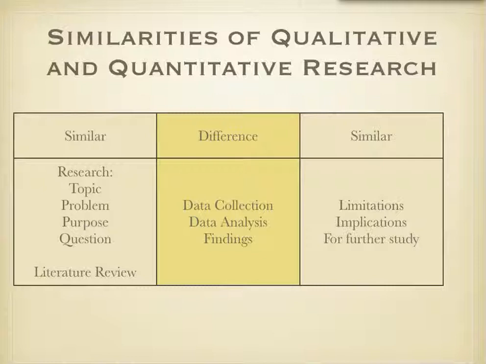Before we begin, though, it's good to note that although there are significant differences in research methodology, there are also quite a few similarities between both quantitative and qualitative research. In qualitative research, just as in quantitative research, you start with a particular topic of interest. You identify a problem that needs to be investigated. You identify a purpose for conducting the research, and then you pose a research question. Also, you conduct a literature review.